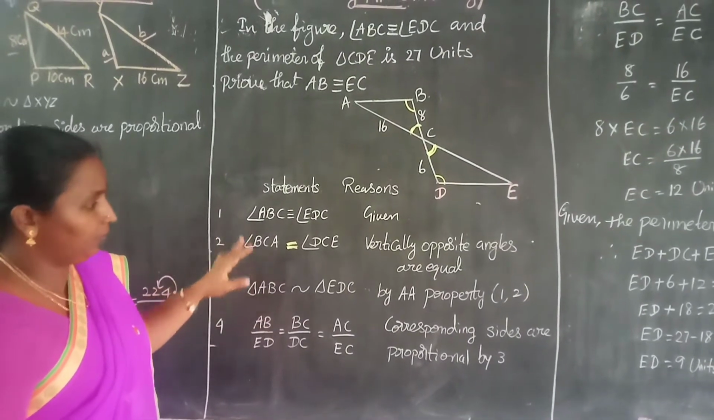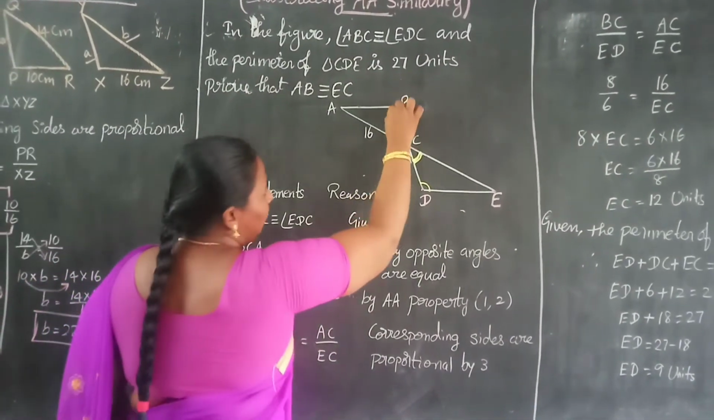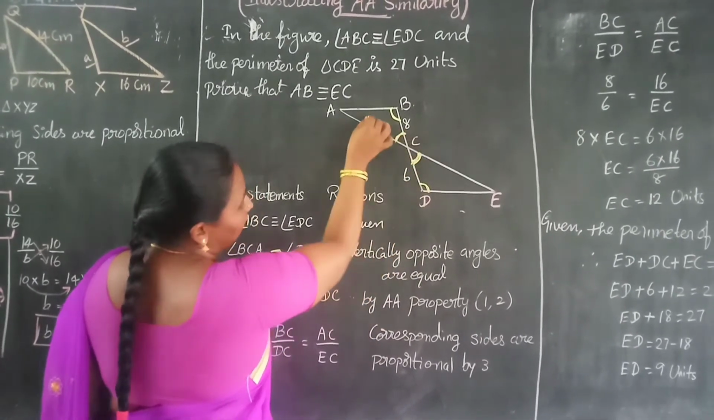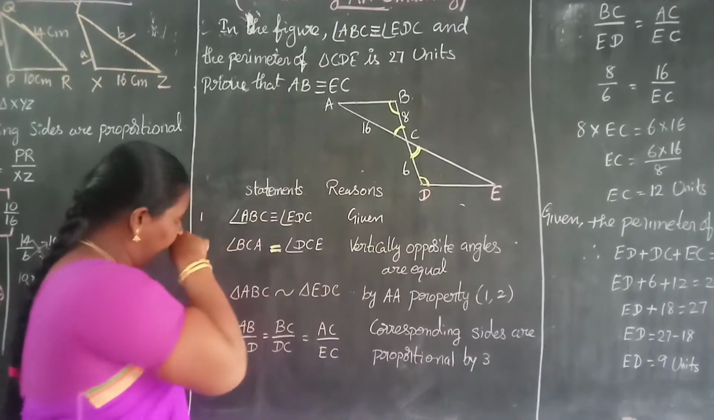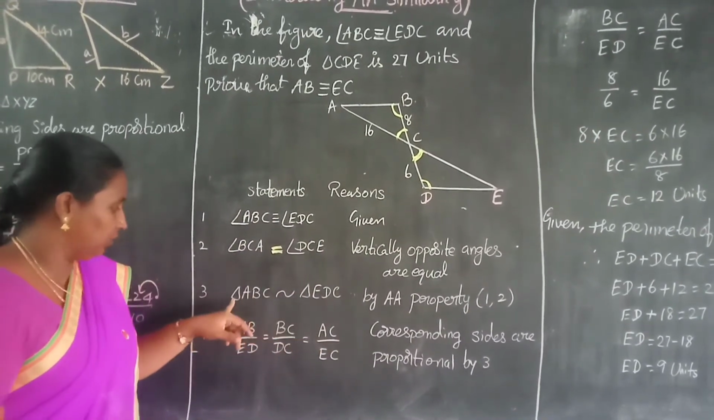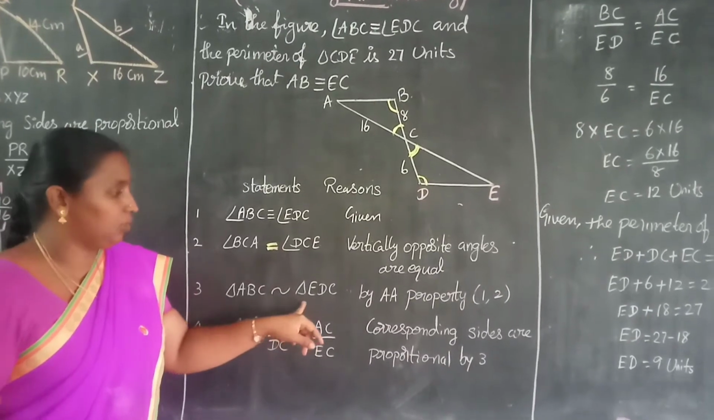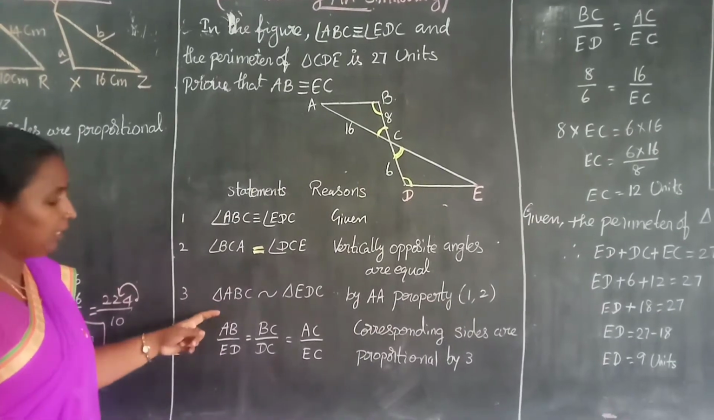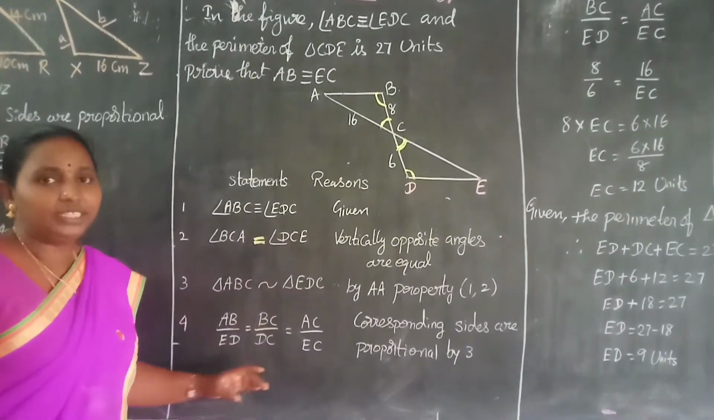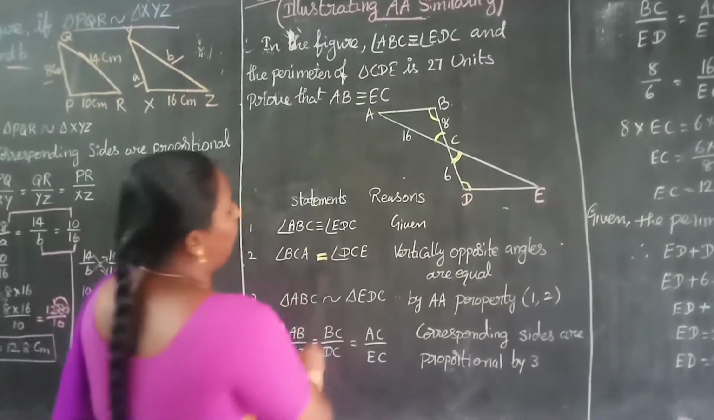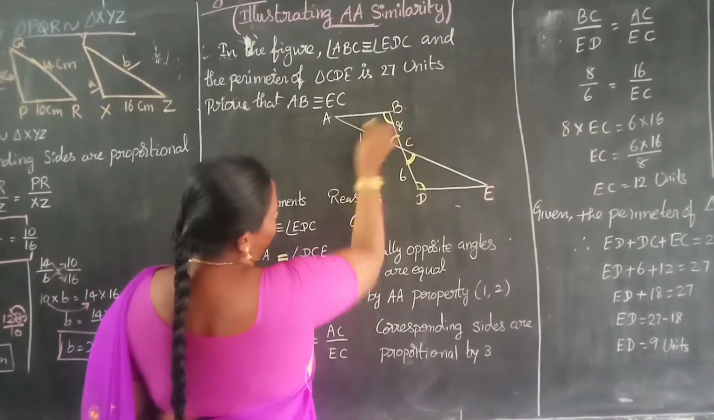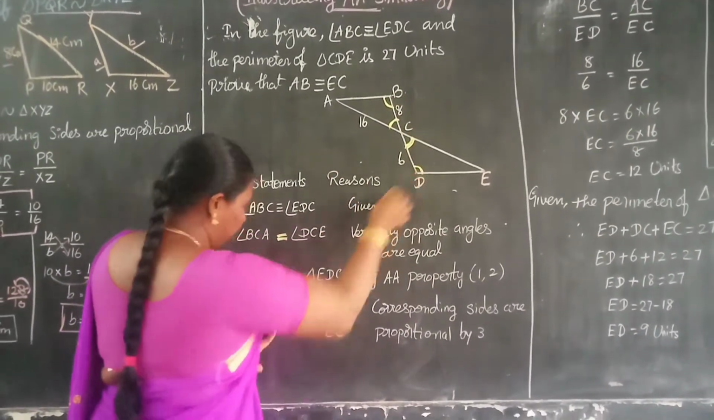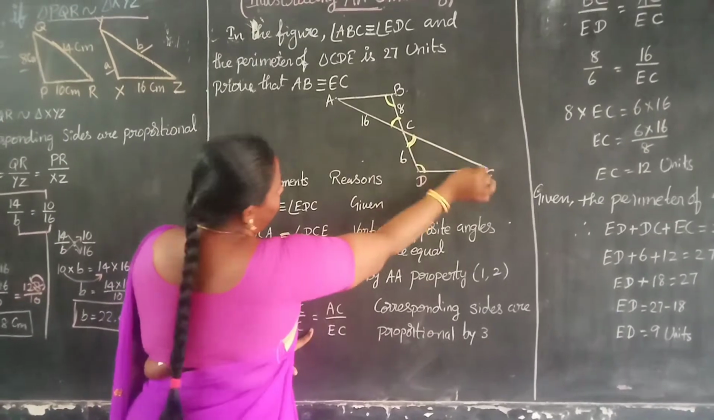Okay, next. So two angles, angle B is equal to angle D and angle C is equal to angle C. Here this angle is equal to this angle. Definitely these two are congruent, so they are similar to each other. So triangle ABC is similar to triangle EDC by angle property. Because they are similar, you can write corresponding sides are proportional. That is AB by ED. What are the corresponding sides? AB by ED equal to BC by DC equal to AC by EC.